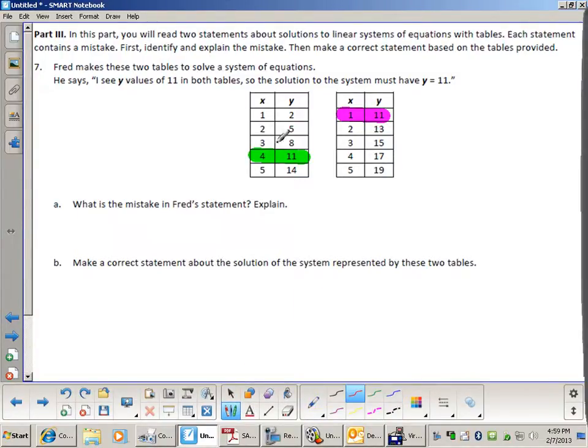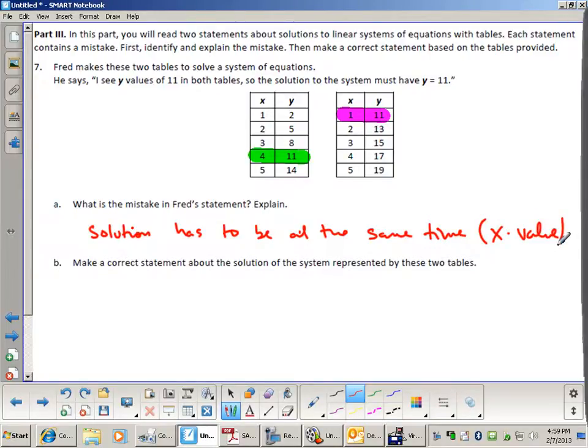So the mistake is that the solution has to be at the same time. And when I mean time, I mean x value. So they have to have the same x value. This goes back to the definition of the system. It's a number, an x and y, that solves both equations at the same time. 11 solves it when x is 1. 11 solves it here when x is 4. It's not the same time. So what we should be looking for in the solution is exactly that, at the same time.